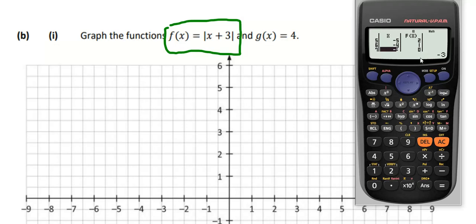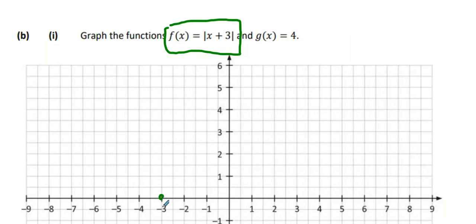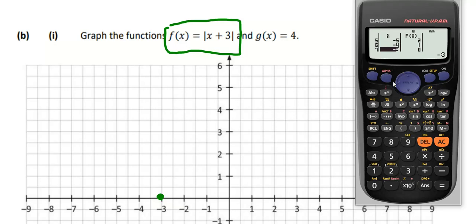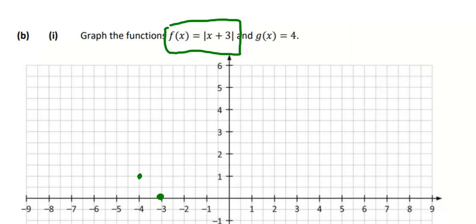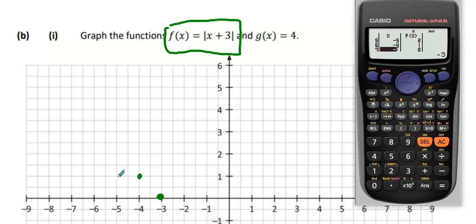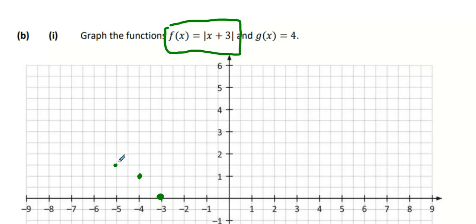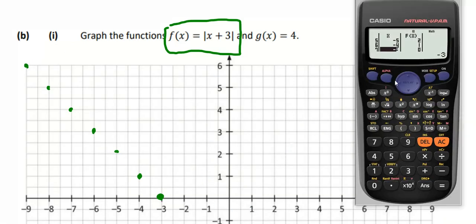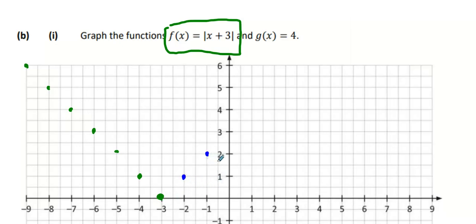It's going to go into the middle. Minus 3, 0. Minus 4, 1. Minus 5, 2. I think I get the gist now. It's going across 2, up 2 every time, isn't it? That's one part of the graph done. Next part of the graph, minus 2, 1. It's doing the same thing. It rebounds. Why does it rebound?